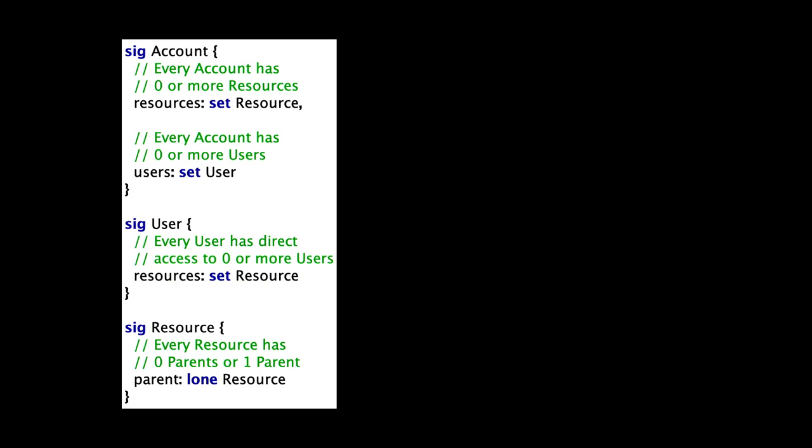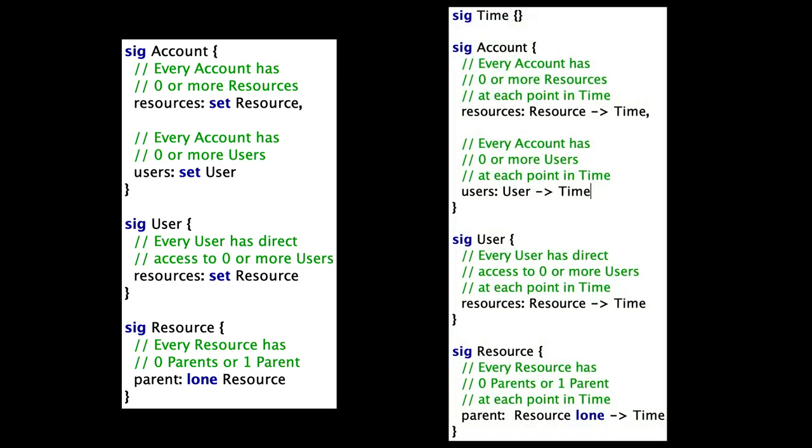All right, what about our sigs themselves? How would they change if we want to allow them to vary over time, i.e. if we want to allow an account's resources to change over time, if we want to allow an account's users to change over time? Well, what we get is this. What before was just a set of resources, now the resources attribute is a set of resources mapped to a set of time. So at different time points, you can have different sets of resources. Same thing with the users. We're now going to say at different time points, you can have different sets of users. Same thing down here, same thing down here. Basically, whenever you want to have variables in Alloy, you have to map them over time.